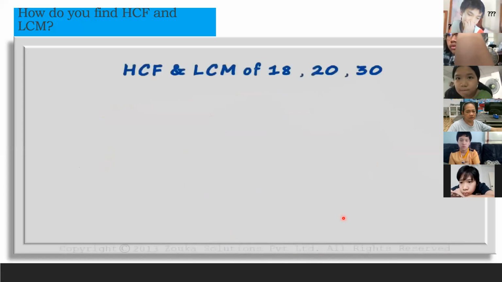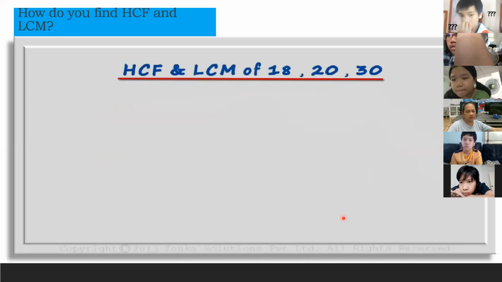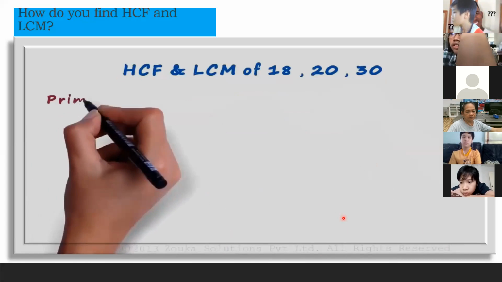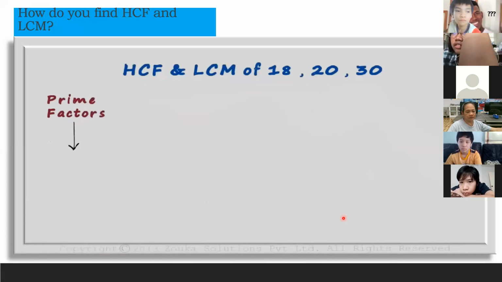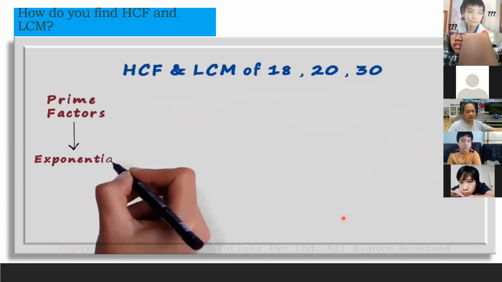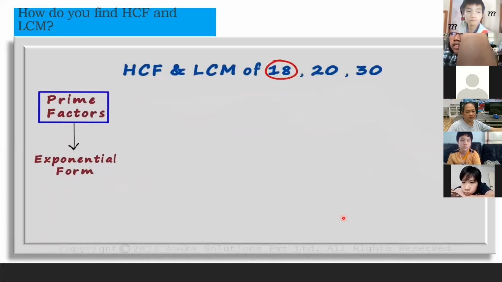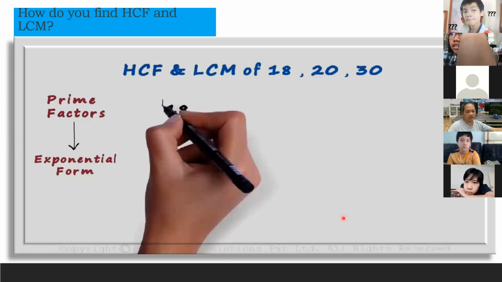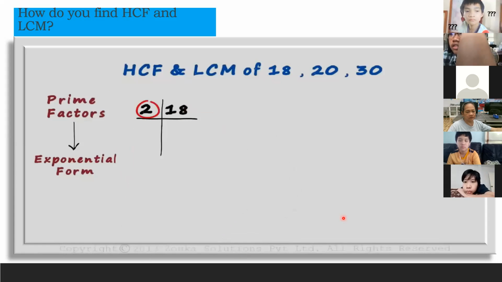We have to find the HCF and LCM of 80, 20, and 30. How do we find the HCF and LCM of three numbers together? The best way to do it is by reducing all numbers to its prime factors and then write them in exponential form. Let's reduce 18 to its prime factors first. It is divisible by 2. 2 times 9 is 18 and 3 times 3 is 9.